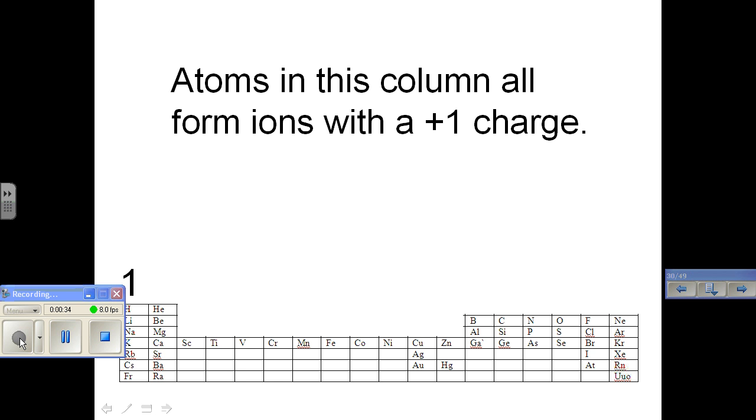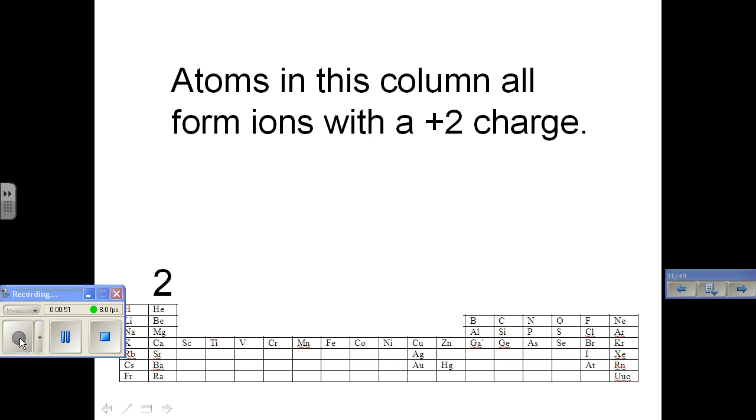The atoms in the first column all form ions with a plus charge, a +1 charge. Now, atoms in the second column will form ions with a +2 charge.